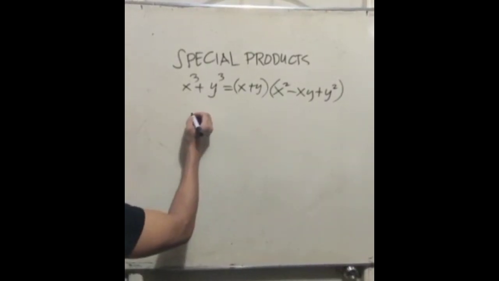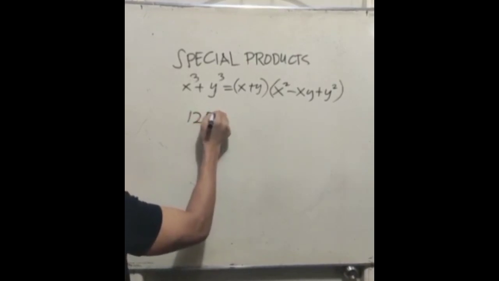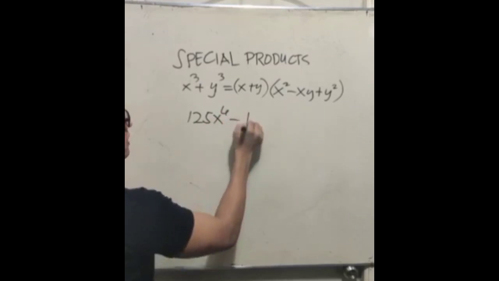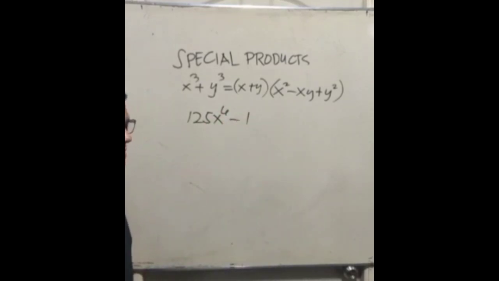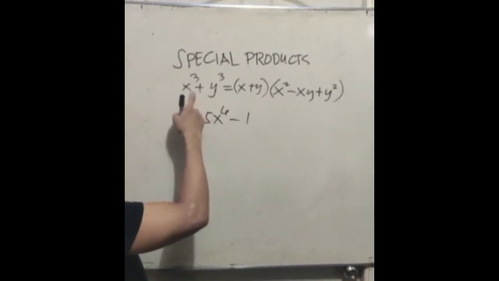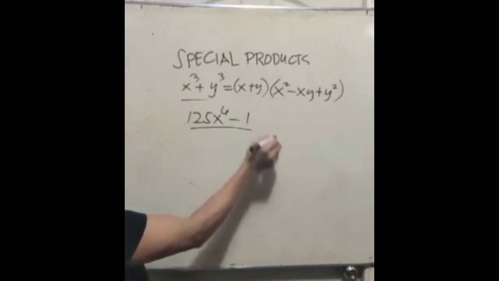If we have 125x^6 minus 1. Okay, 125x^6 minus 1. Shall we say this one? So we have to express this expression into this form.